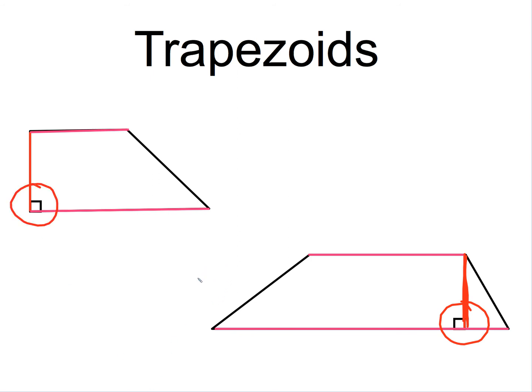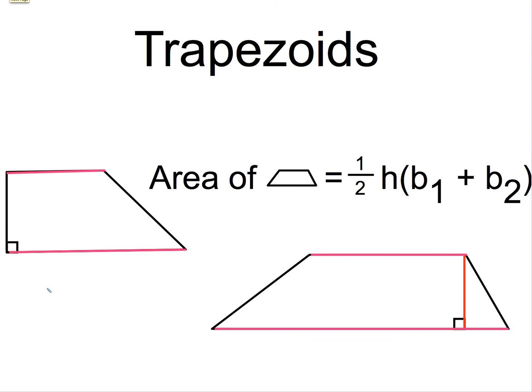Okay, so now that we've identified the parts of the trapezoid, we need the two bases and we need the height. Here is our formula. Area of a trapezoid is 1/2 times the height times the quantity of base 1 plus base 2. Okay?